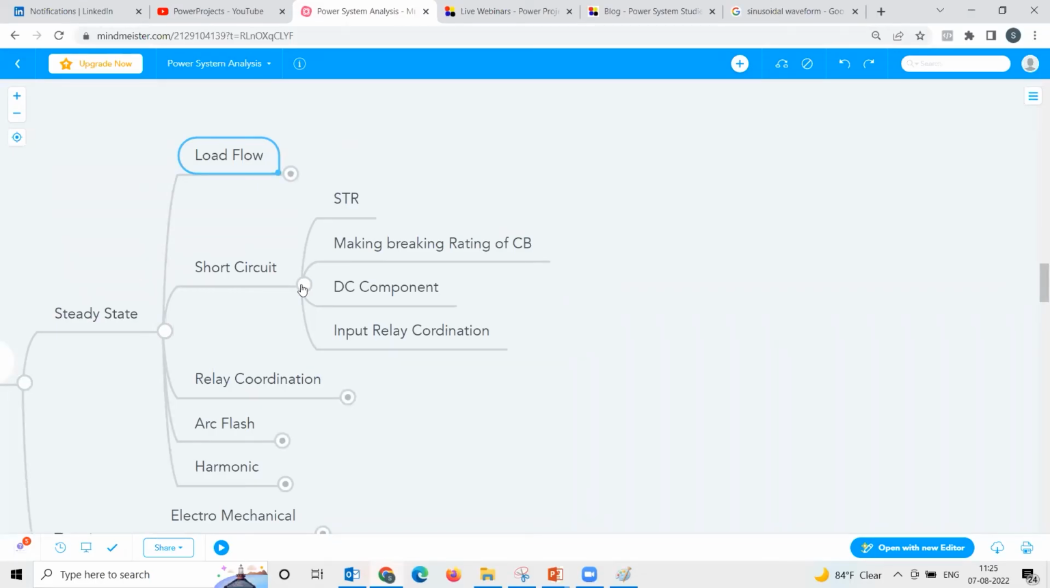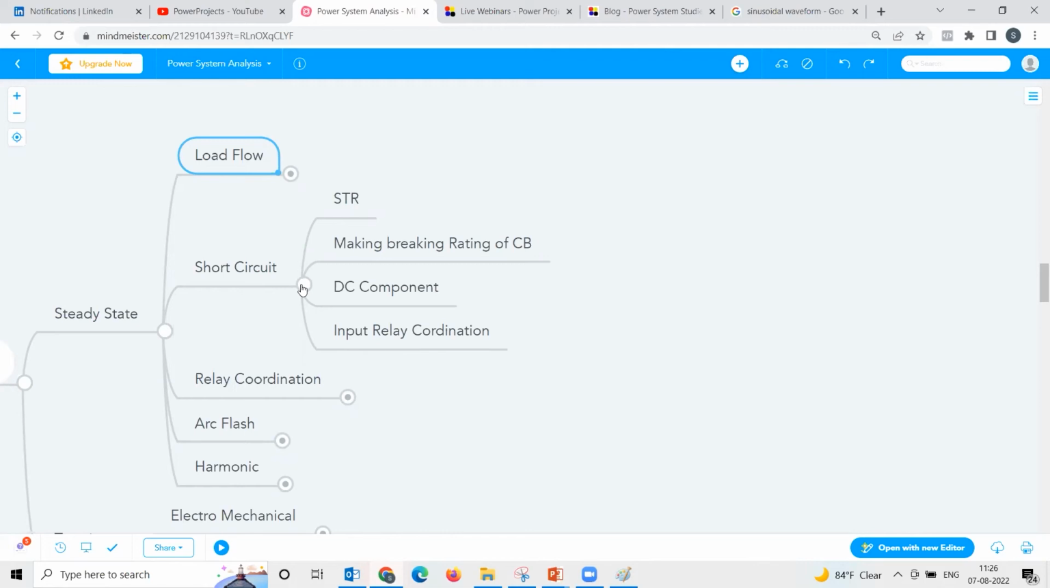Here, only one instant, the worst case instant, is considered, and we are trying to find out what the RMS current is. That's a steady state analysis, and the short circuit study is used to find out the short time rating of all equipment, 25 kiloamps or 40 kiloamps or 50 kiloamps. What's the making and breaking capacity of the breakers? What's the DC component breaking capacity required for circuit breakers?